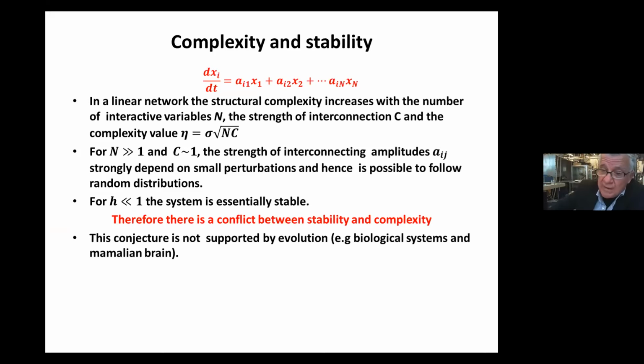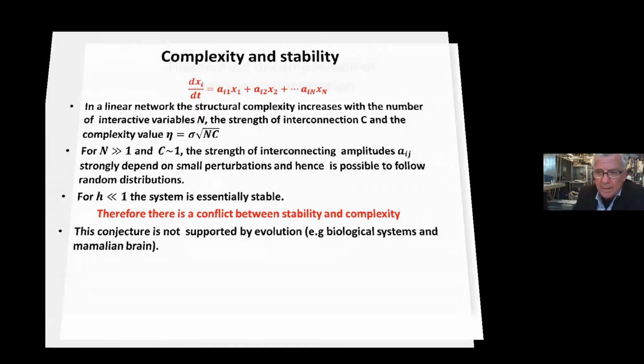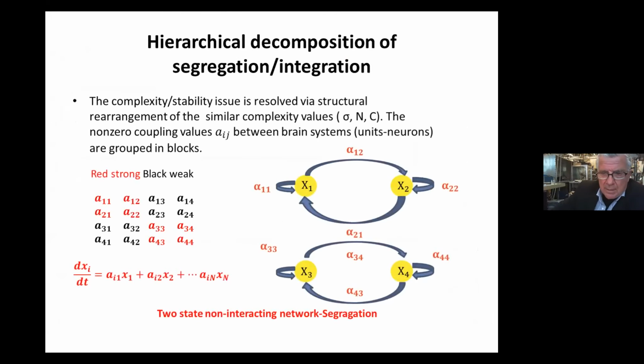For small complexity values, the system is essentially stable, and hence there always exists a conflict between stability and complexity. Obviously, the conjecture of an unstable brain is not supported by natural evolution. The complexity-stability issue is resolved via structural rearrangement of similar complexity values. The non-zero coupling values between brain systems, units, or neurons are grouped in blocks.